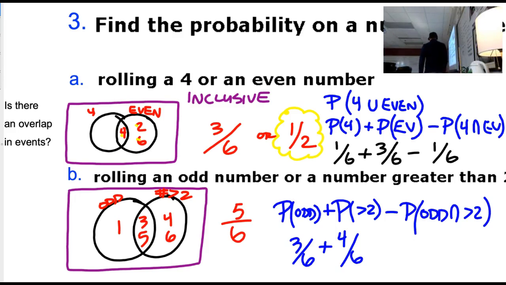Something's wrong here. And what's wrong is you're double counting 3 and 5. So you have to make sure you subtract the, I should have made that a 2. You have to subtract the 2 possible outcomes when it's both. So anyway, final answer here, ka-chow, 5 out of 6.